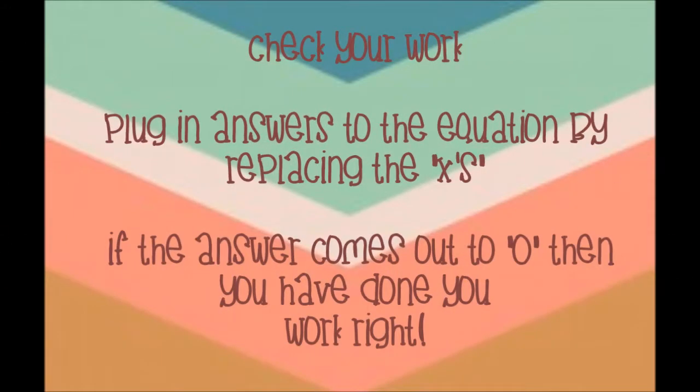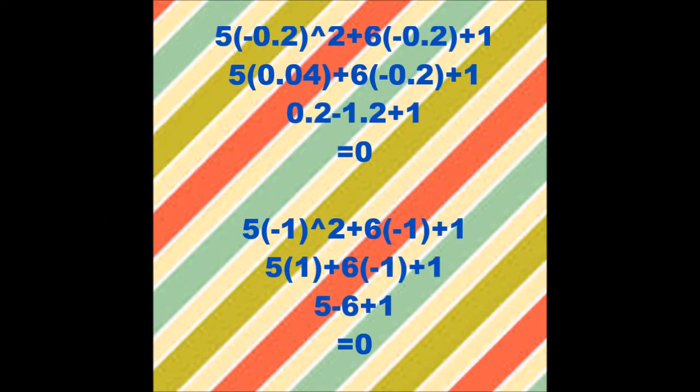Here we will check our work. You plug in answers to the equation by replacing the x's. If the answer comes out to 0, then you have done your work right. Here we plug it in. The answers that we have, negative 0.2, we will plug it into each. Then we will go back and plug in negative 1.